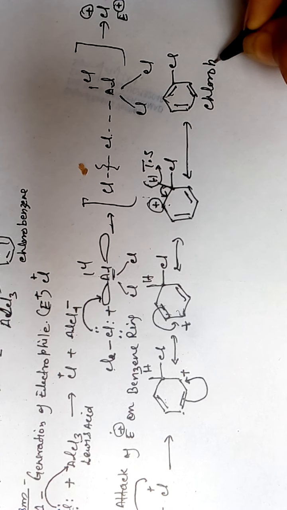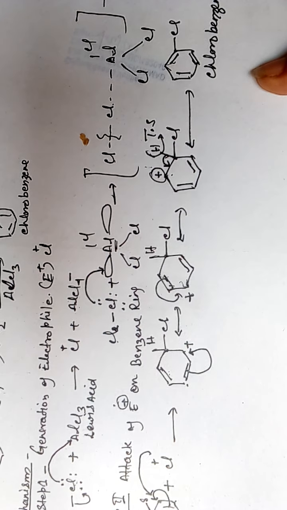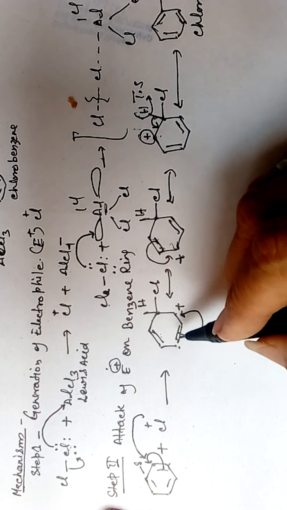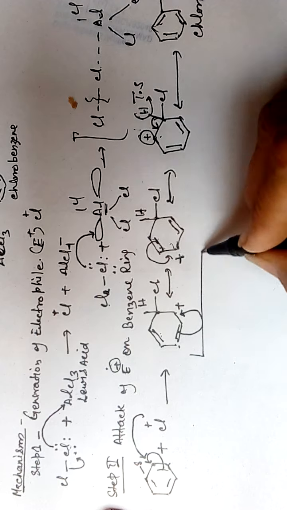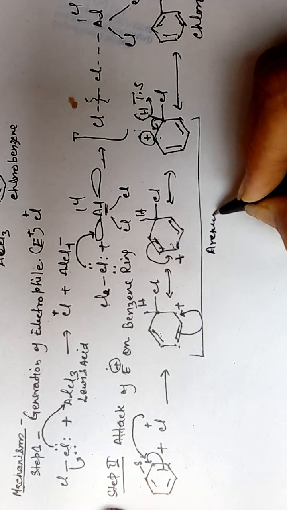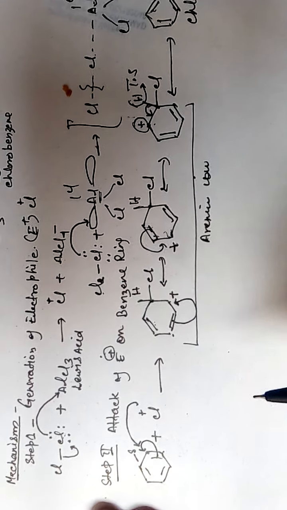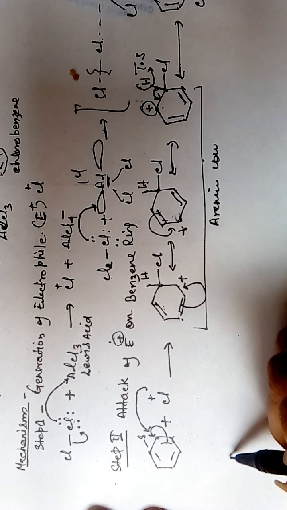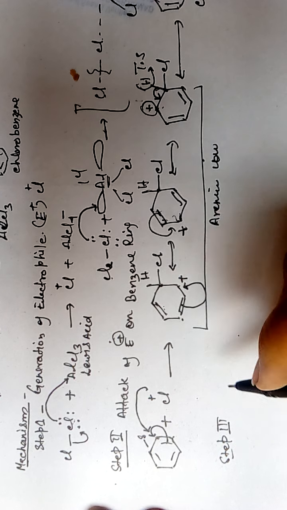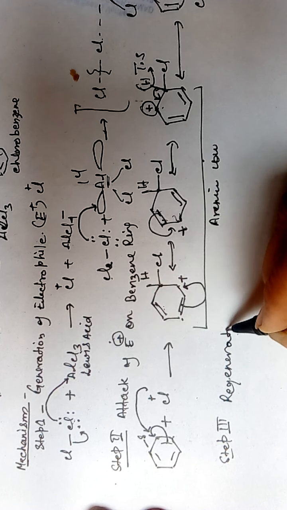When this chlorobenzene is formed, what happens in the third step? Now let's see. These resonating structures are called arenium ion. Okay, in the third step, we see the regeneration of AlCl3.